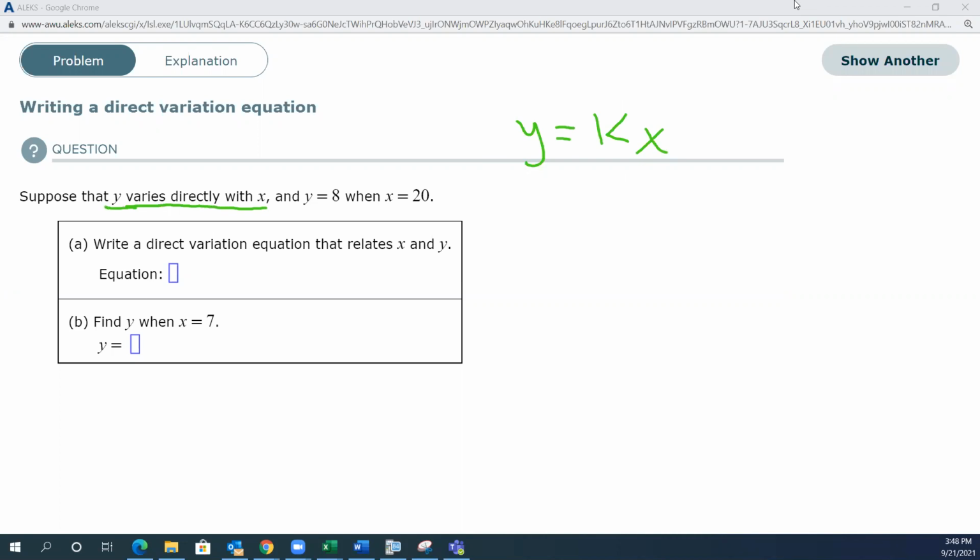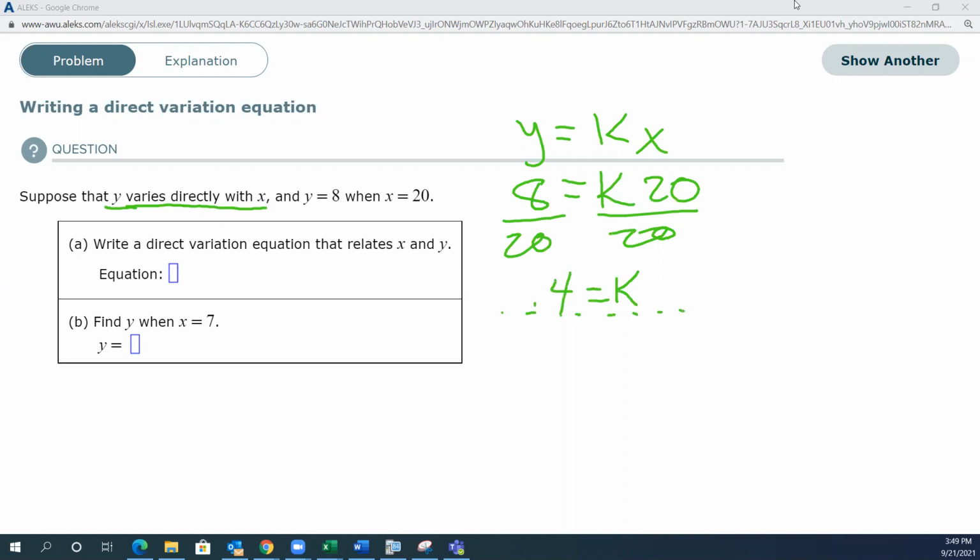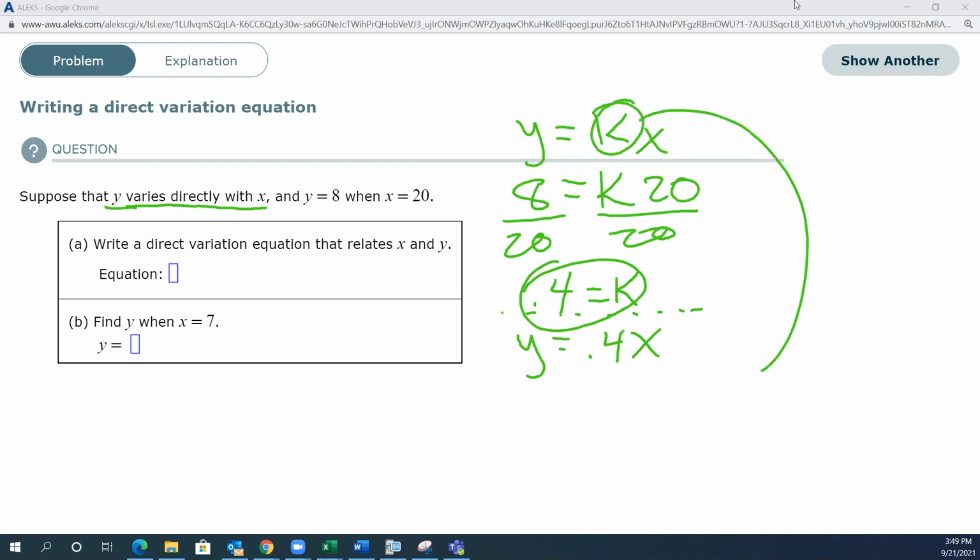All right, so then it says, when y is 8, x just so happens to be 20. Oh, that's nice. So presumably we're supposed to solve for k, so we do. And we get k is 0.4. So that tells us that our direct variation equation for this scenario, whatever's going on, is y equals 0.4x. Just taking k equals 0.4 and plugging it in for k.